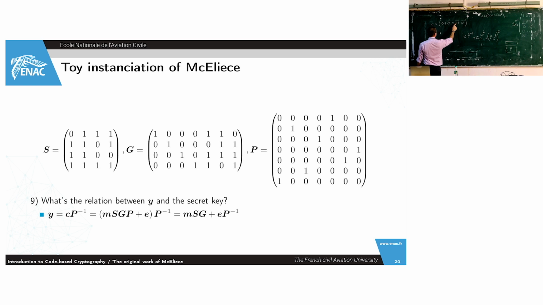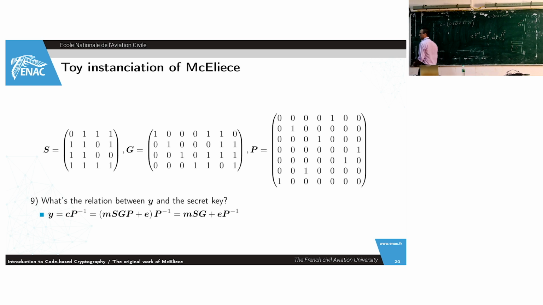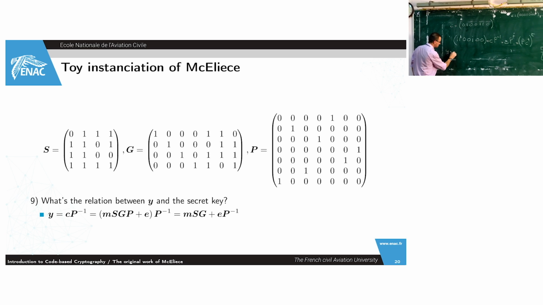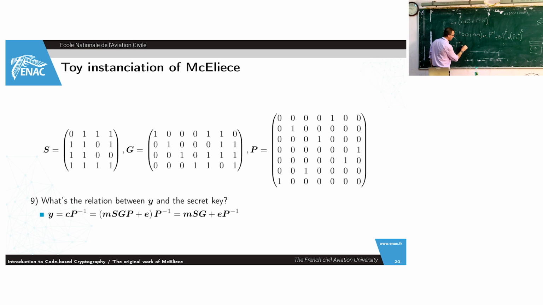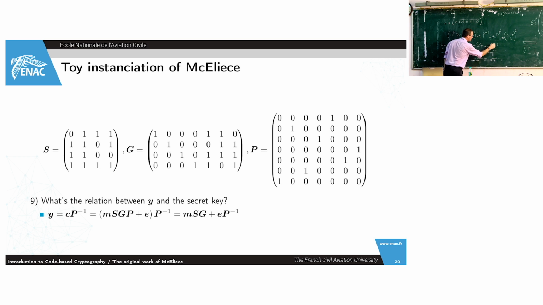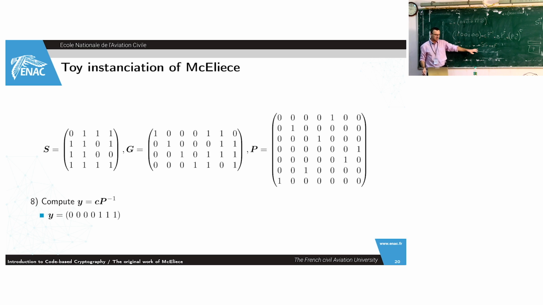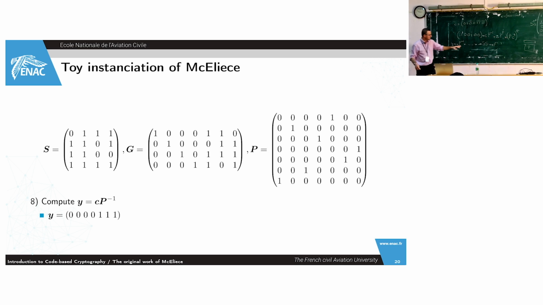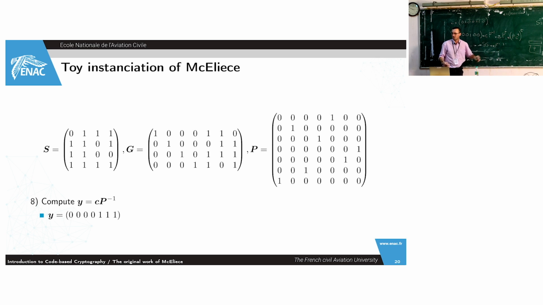So I have the first, fifth, and sixth column. The secret key again. We have that Y, which is equal to CP minus 1. When we developed this before, we ended up with M times S times G plus E P minus 1. And in the McEliece scheme, the secret key consists of S, G, and P, or even P minus 1, as P minus 1 is P transpose. Okay? So this is the relation you have between CP minus 1, which I call Y, and the secret key here.